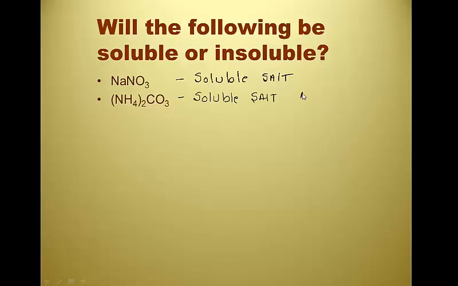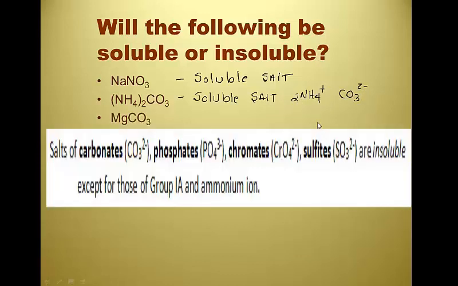This guy will dissociate into the ammonium ion and the carbonate ion in basically a 2-to-1 ratio. Magnesium carbonate. Okay, magnesium's not part of group 1A, so I can't use that little short trick I just taught you. That means I'm going to have to go to my solubility list and look up carbonate.